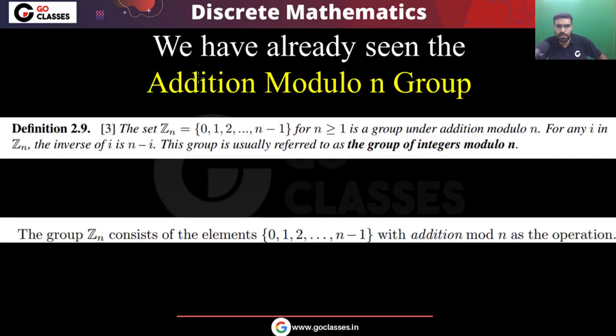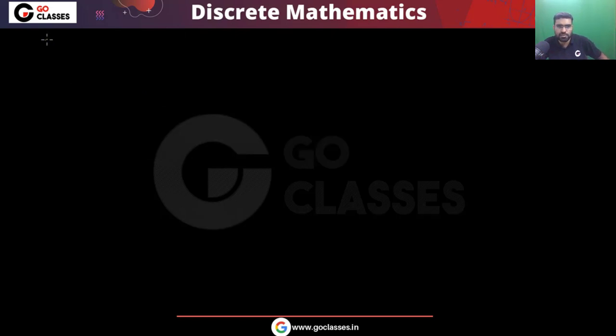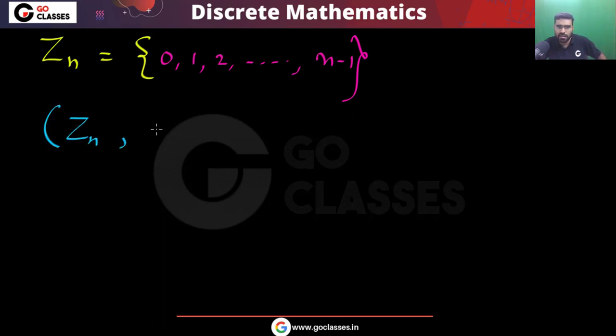Let's start. In the previous lectures we have already seen this group, addition modulo n. If you remember, we have seen Zn. What is Zn? Zn is basically all the possible remainders when you divide by n. So I can say Zn is equal to 0 to n minus 1. And we have already seen that this Zn under addition modulo n is a group.